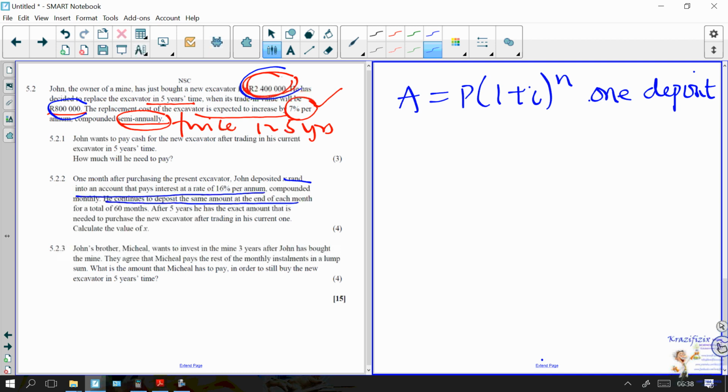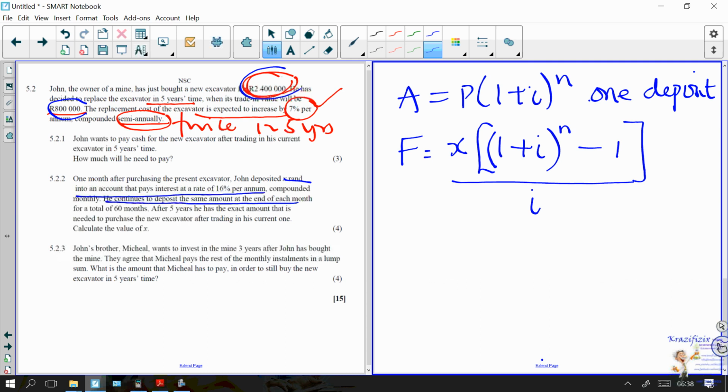Once I have a continuous monthly deposit, I need to use my FV, which is what? X. All right, you must know the formula. X times (1 plus i)^n. Do you see my formula coming in there? That's my future value formula there. All right, minus 1, over the interest.